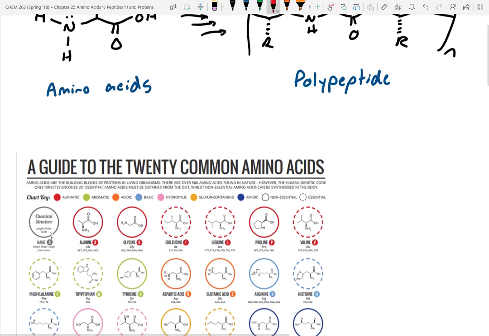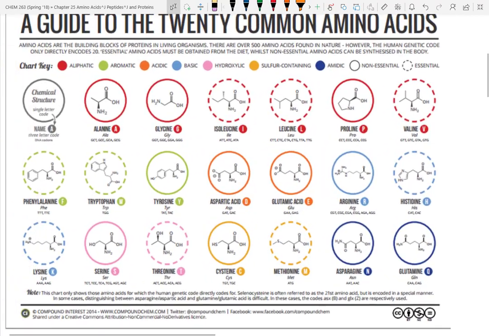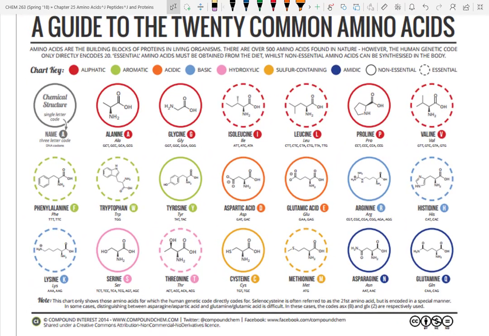All right, I forgot to print this out for today, but I'll have it ready for tomorrow. This is a common guide to the 20 amino acids. I pulled this off the website Compound Chemistry. He does a really good job of making things look pretty clean and organized. And you may notice on the top, he's got different symbols. He's got ones for aliphatic, aromatic, acidic, basic, and so on. And then he's got both essential and non-essential amino acids, depending on whether or not they're dashed. I would recommend hanging on to this for your biochem class. It's a really quick, easy to follow guide for identifying amino acids.